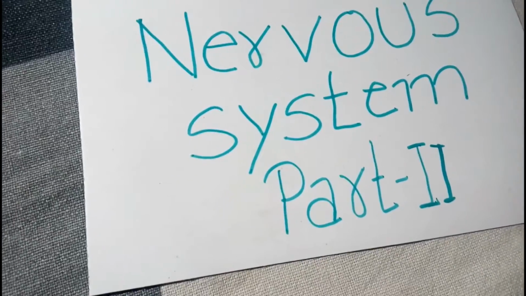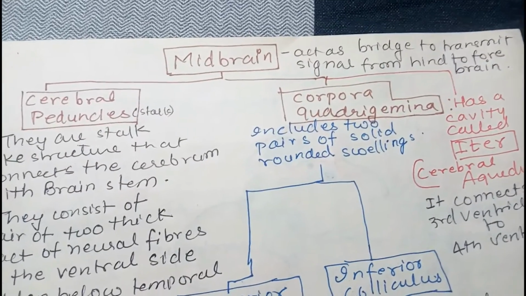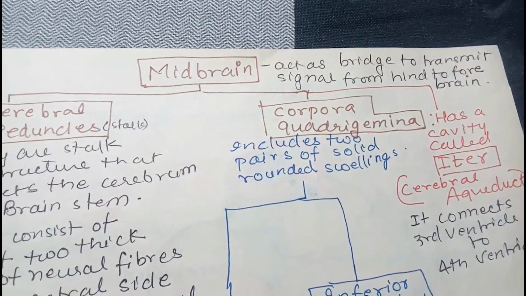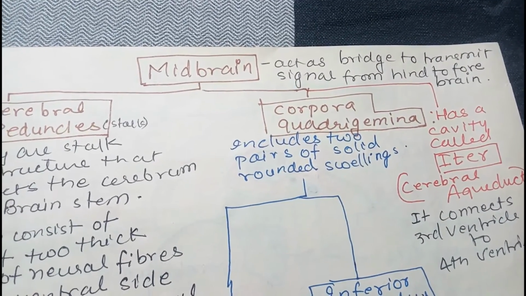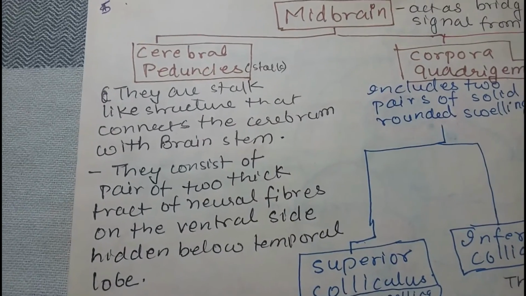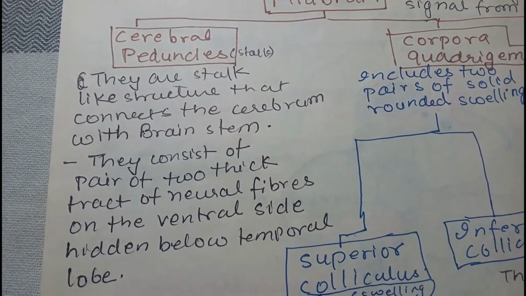Now, this is about the forebrain. Now we will see the hindbrain. But before the hindbrain we will see the midbrain. Midbrain has two main portions, and it acts as a bridge to transmit signals from the hindbrain to the forebrain, and in position also it is in the middle of the two. It consists of cerebral peduncles.